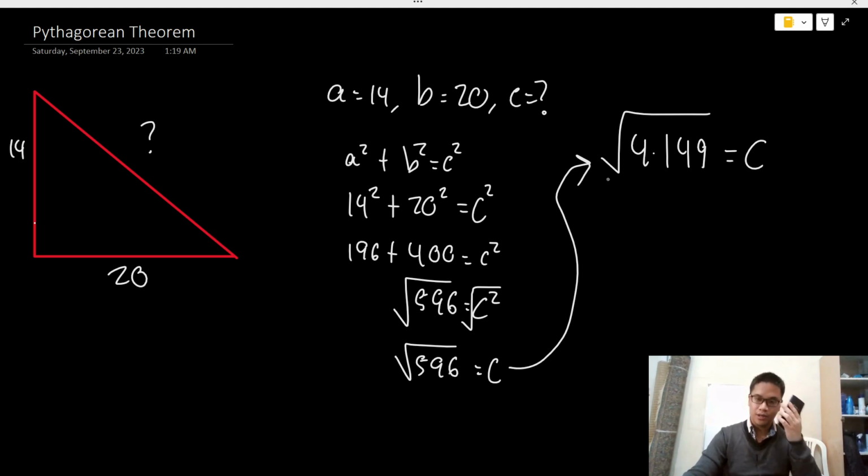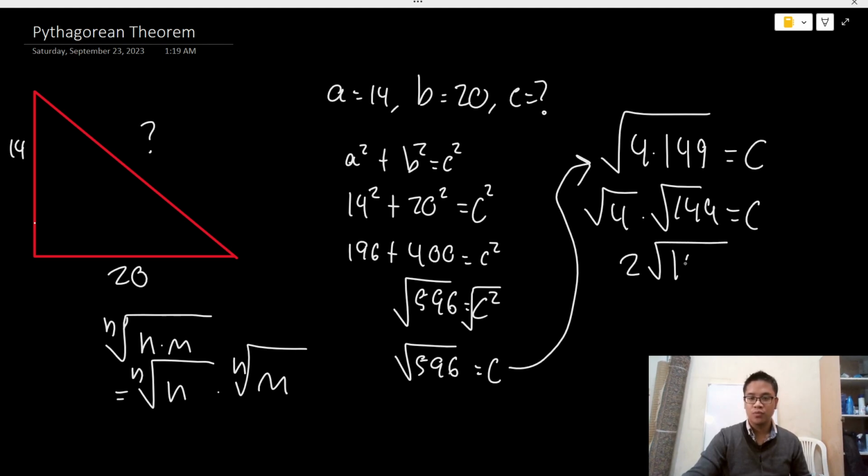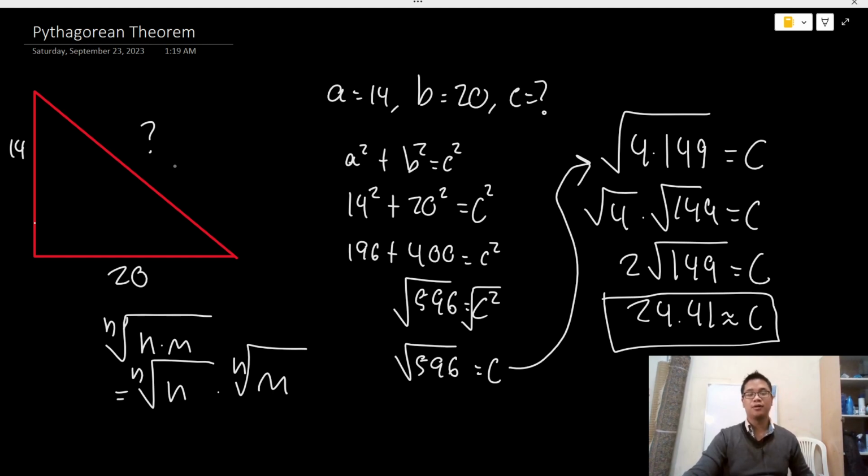And if you learned before in algebra that in a square root or in any root, let's just say the nth root of n times m, we can separate them. So we will have the nth root of n times the nth root of m. You get me? So with that, we can have the square root of 4 times the square root of 149 is equal to C. So the square root of 4 is 2. Then times this one, so you will have 2 times the square root of 149 is equal to C. Or if you're going to approximate that value in two decimal places, you will have 24.41 units. Okay? So that will be the length here. All right?